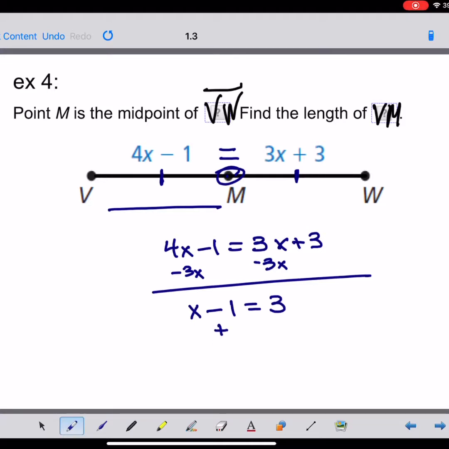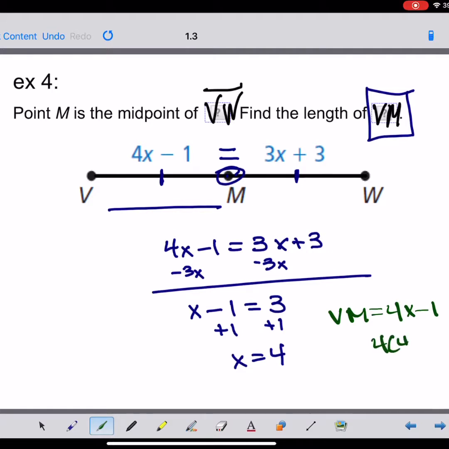And I get an x value of 4. But we're not done, because of course they want us to find a length. So I look up, and my length of VM is represented with 4x minus 1. So I plug in 4, and VM is 15.